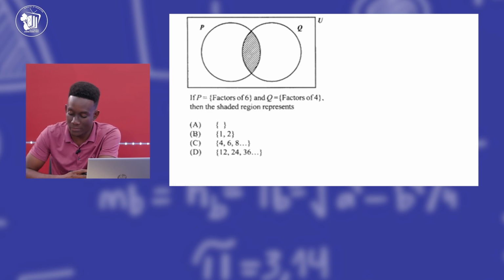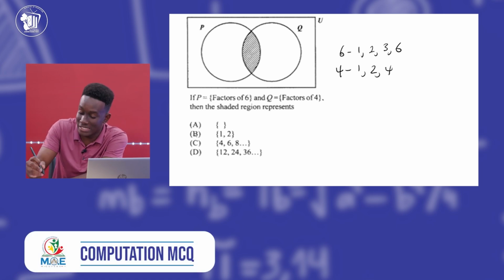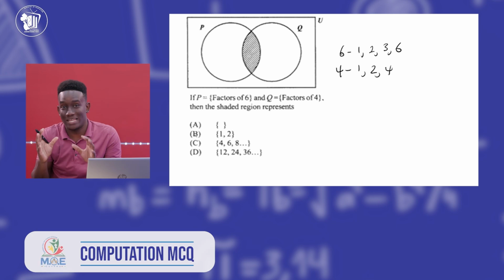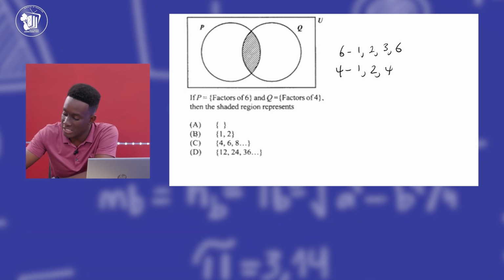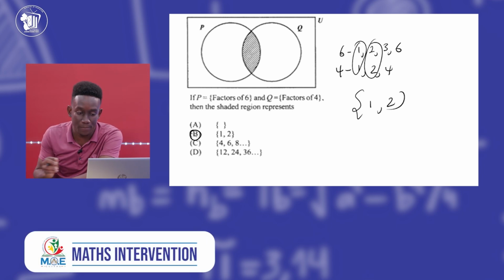This question says we have a diagram. If P equals factors of 6 and Q equals factors of 4, then the shaded region represents. So factors of 6 would be 1, 2, 3, and 6 itself. And factors of 4 will be 1, 2, and 4 itself. So this shaded region represents the intersection, which means the elements that are common in both sets. So we have 1 in common, 2 in common. So the intersection would be {1, 2}. So hence the answer here is B.